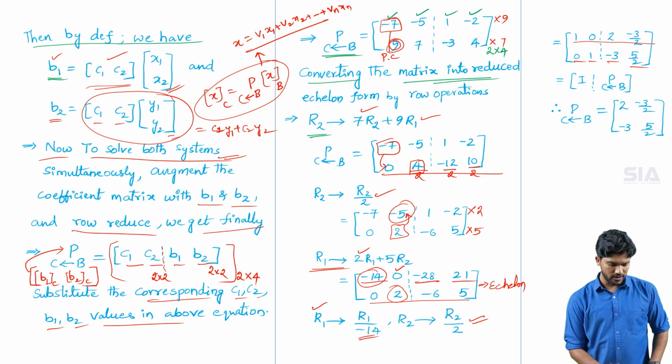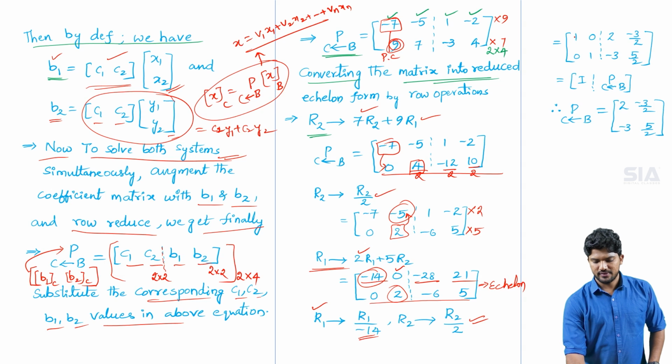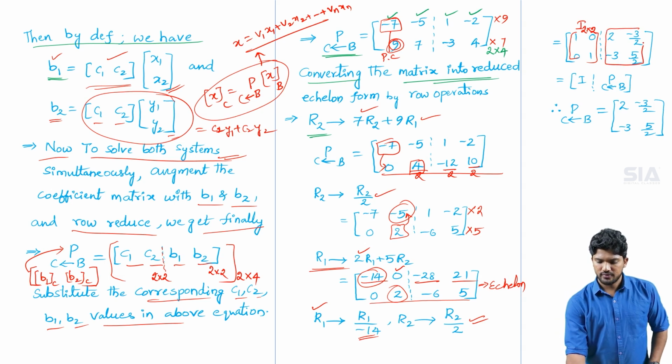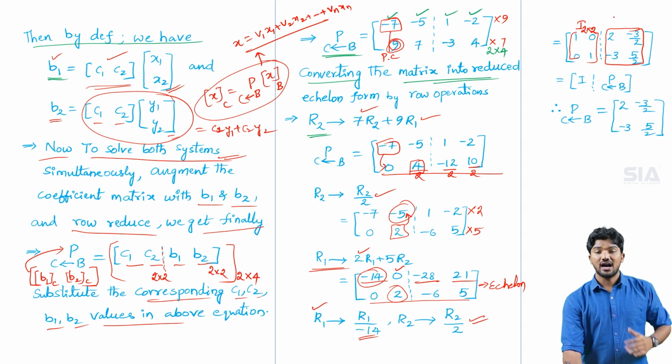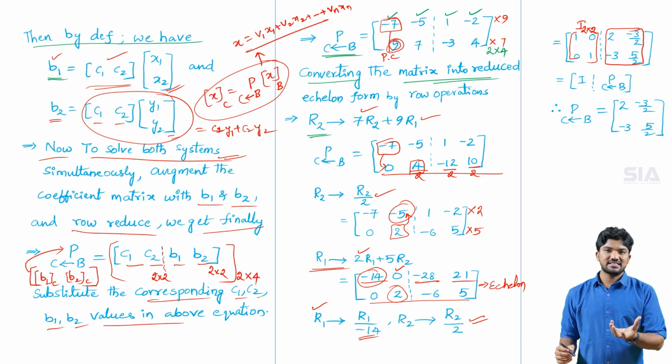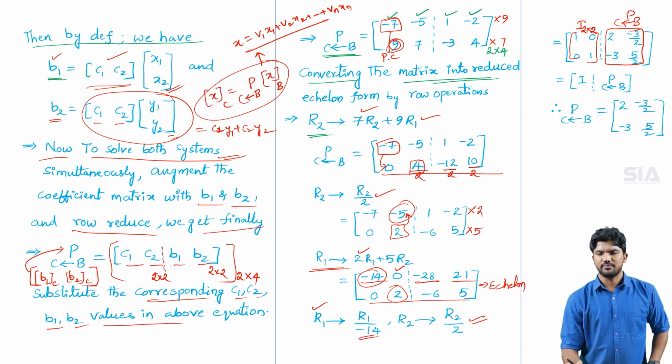If you observe that resultant matrix carefully, the left half part of that augmented matrix is the 2 by 2 identity matrix. Okay, this right half part of that augmented matrix is our required change of coordinate matrix from B to C.